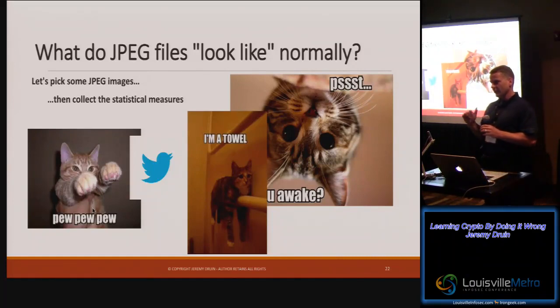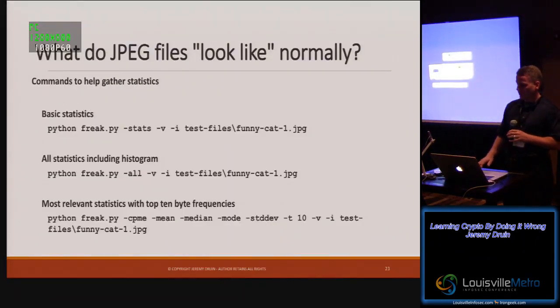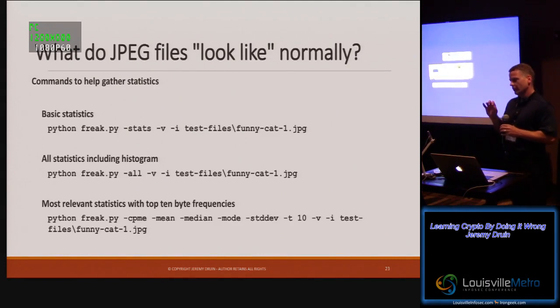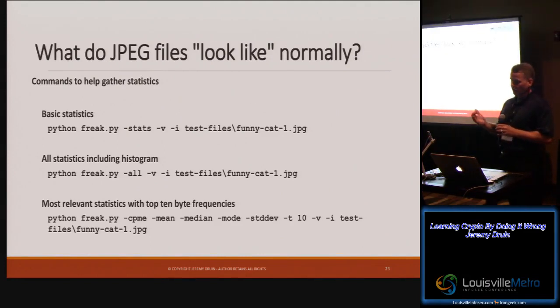So these are the pictures that I used, and I intentionally picked one picture that wasn't like the others so that I could do a little bit of differential analysis, which in plain English means we just look at what's different. I ran the statistics on them using the Python program called freak.py that was in that GitHub package. And for example, these are the different commands you can use.